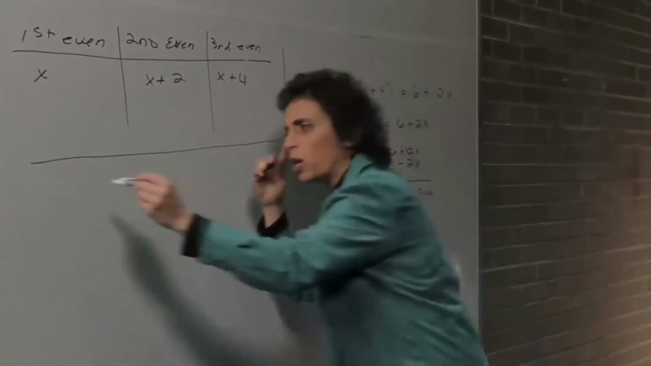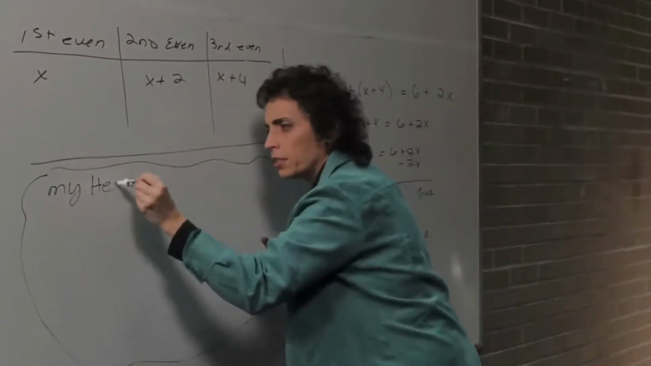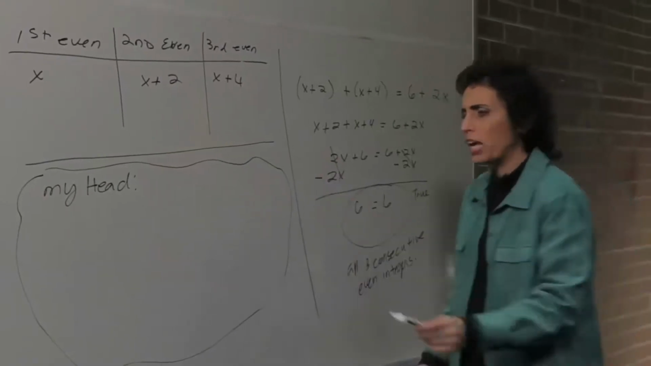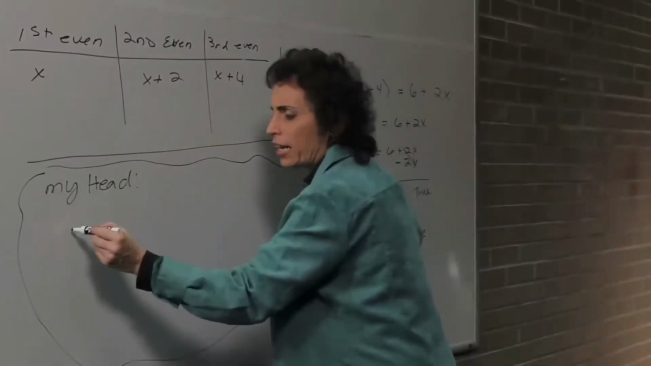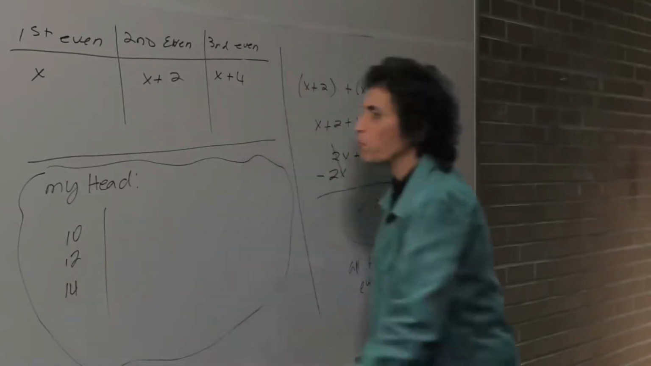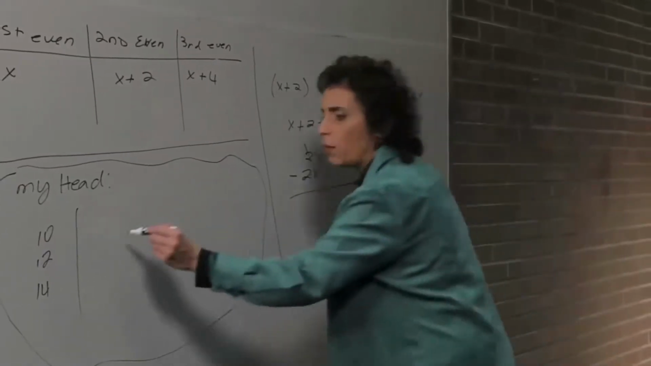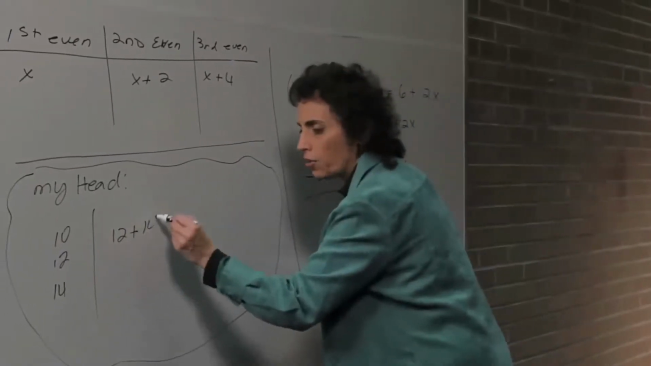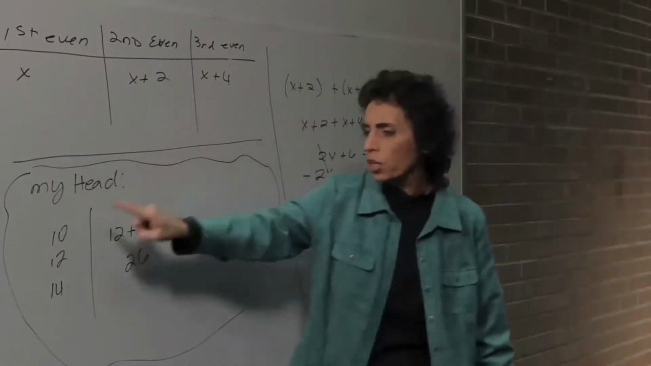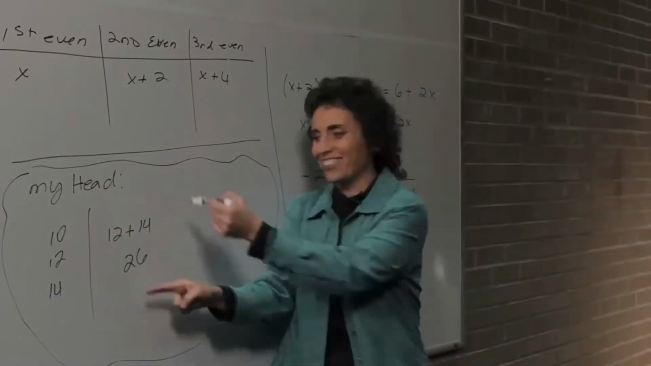This is going on in my head. It means that if I take any three integers, they have to be even, let's take 10, 12, 14. Here's what it says. The sum of the second and the third is supposed to be 6 more than twice the first. What's twice the first? 20, 6 more, 26. See, it works. Cool.